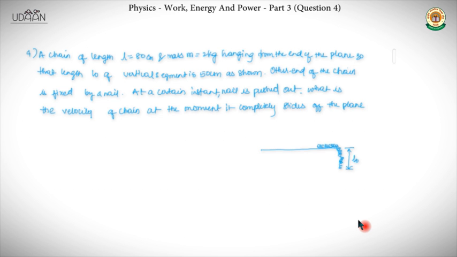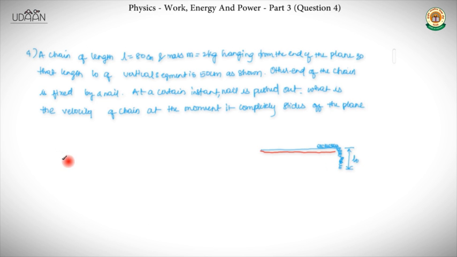Yeah, Krishna. In this sort of question, what we consider is, let us take this as the zero potential energy level of the system. This is a table, so we are just considering this as the zero potential energy level. As the part of the chain is hanging below this level, this part of the chain will have negative potential energy.